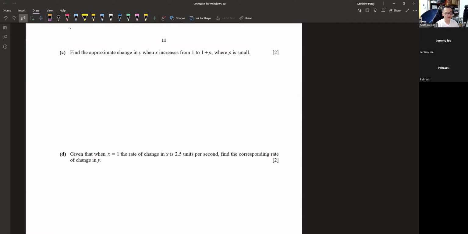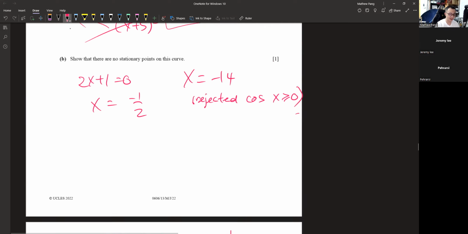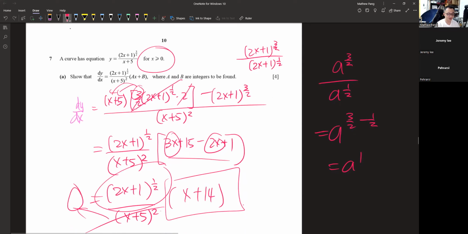And then find the approximate change in y when x increases from 1 to 1 plus p. So we want to find change in y. We know change in y over change in x equals dy/dx. So change in x, we already know from 1 to 1 plus p, which is p. So change of y over p. For dy/dx, I will need to sub the original x value into it, right? So I just need to plug the 1 into my dy/dx equation.